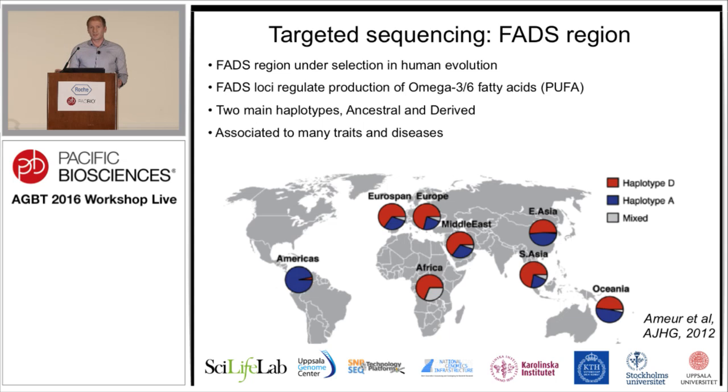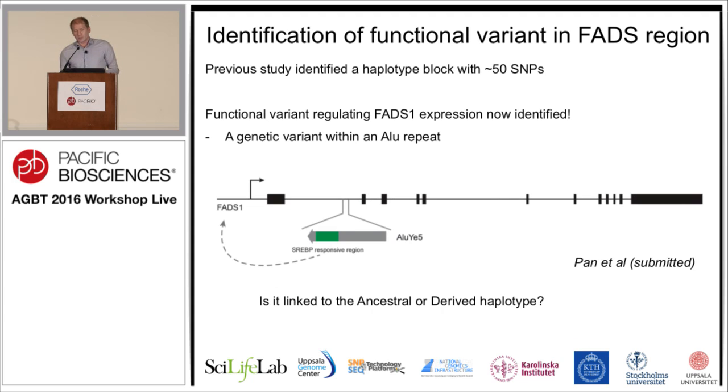And our hypothesis is that this D haplotype appeared sometime perhaps 100,000 years ago, and then when you have this D haplotype you can make more efficient conversion, but nowadays this conversion might in fact be a disadvantage and lead to some diseases. And what we have now done is to identify actually the functional variant in this project, which is located in a repeat in the FADS1 gene here.